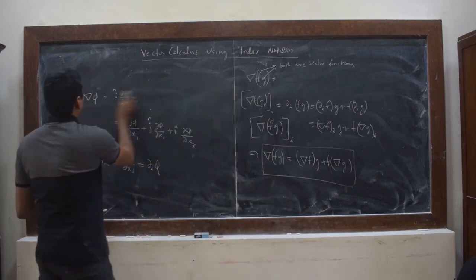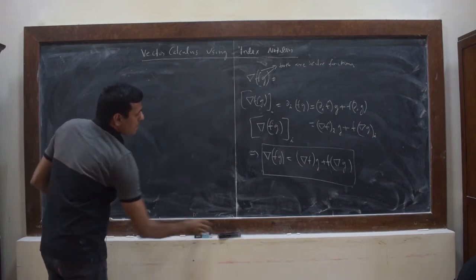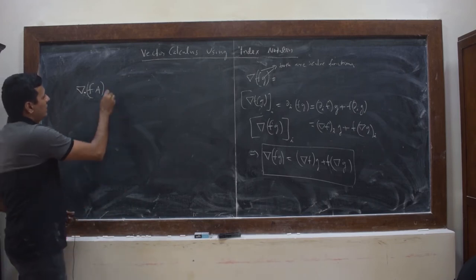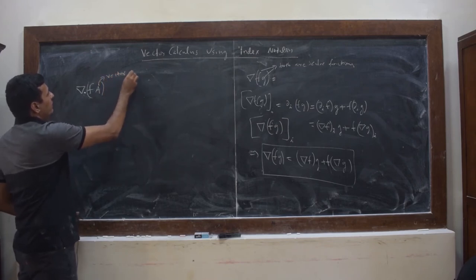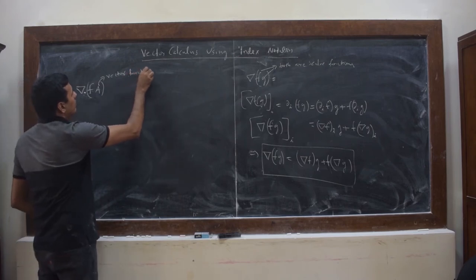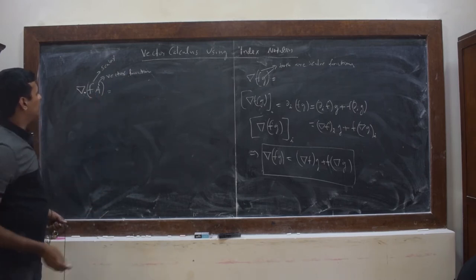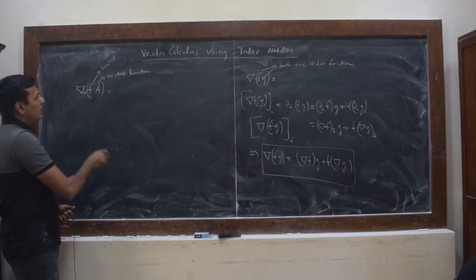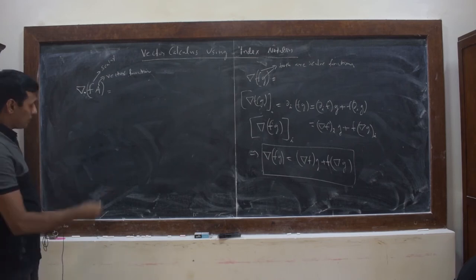Now let's look at the divergence of fa. Let us look at the divergence of fa, so f into a, where a is a vector function, it's a vector quantity, and f is a scalar. So if a is a vector quantity and f is a scalar, then fa is naturally a vector quantity, and del dot fa is going to be a number, it's going to be a scalar.